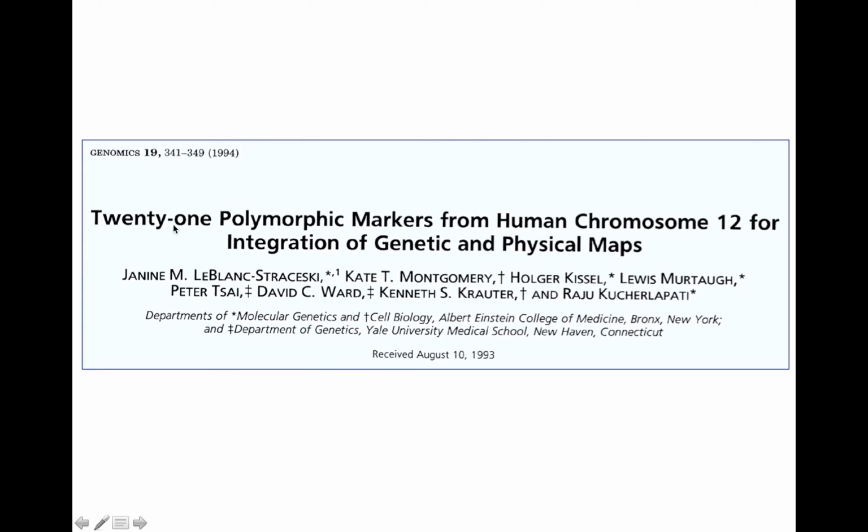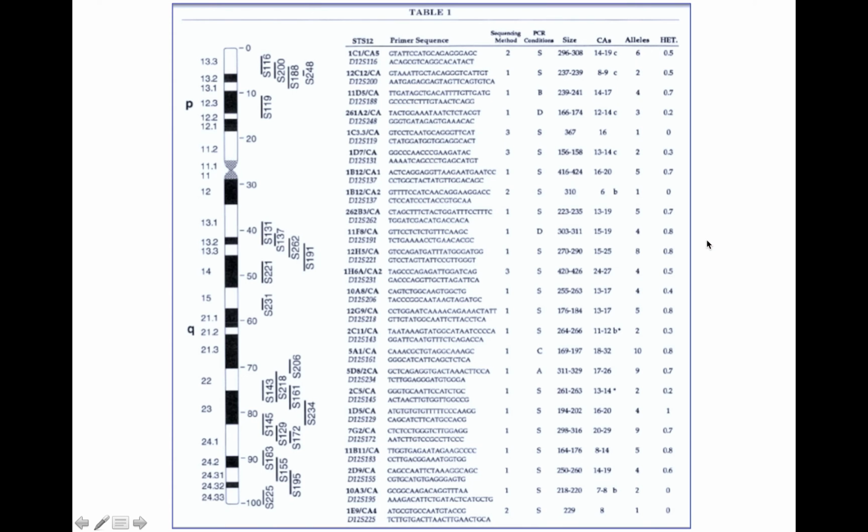A while ago, I created 21 polymorphic markers from human chromosome 12. This is the list of all the different markers I created. These are the loci that match up to the different banding patterns on the cytogenetic map. And this is the primer sequence that flank a microsatellite. And the microsatellite that I identified the markers around are CA repeats.